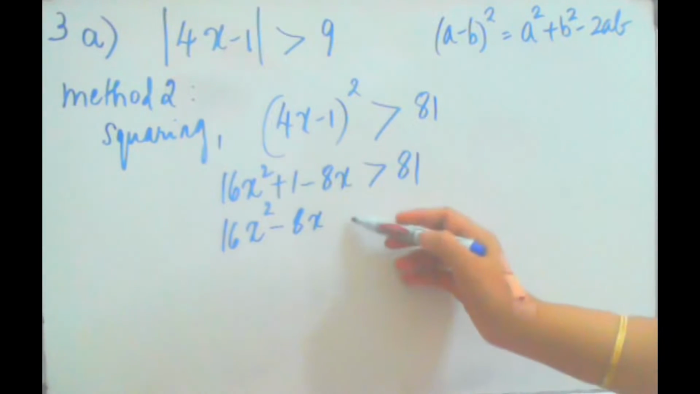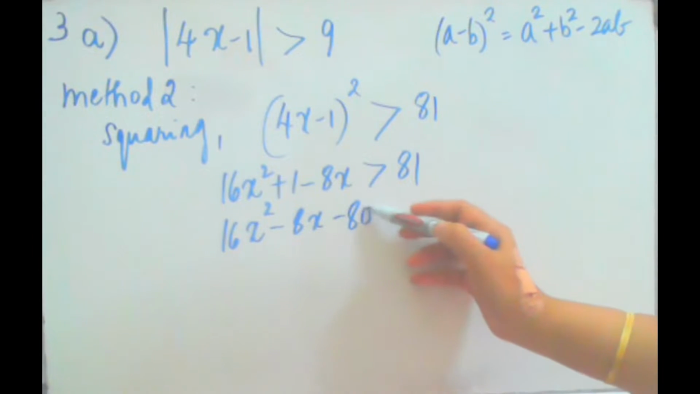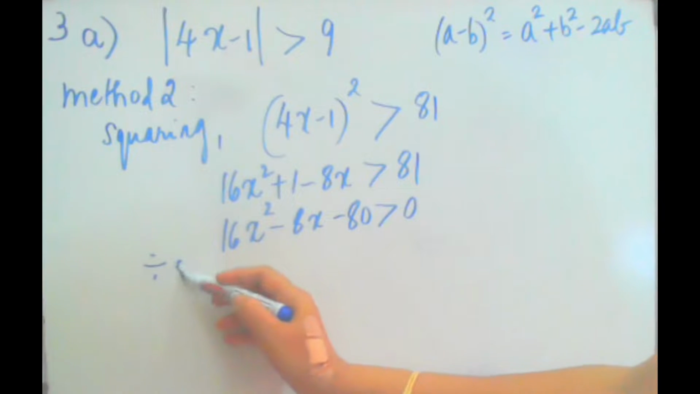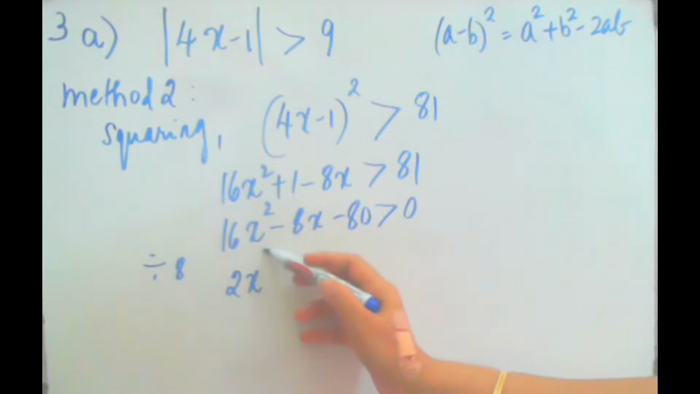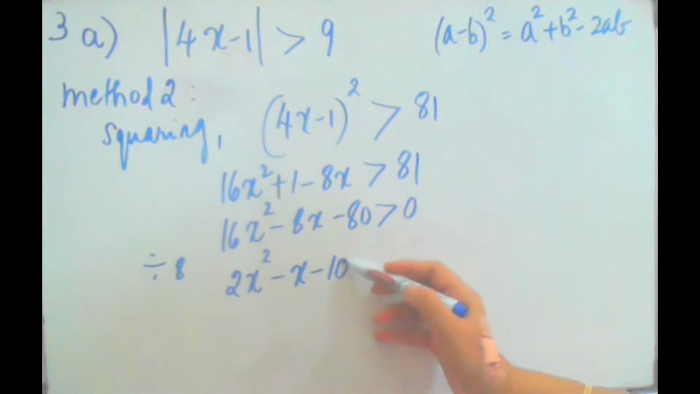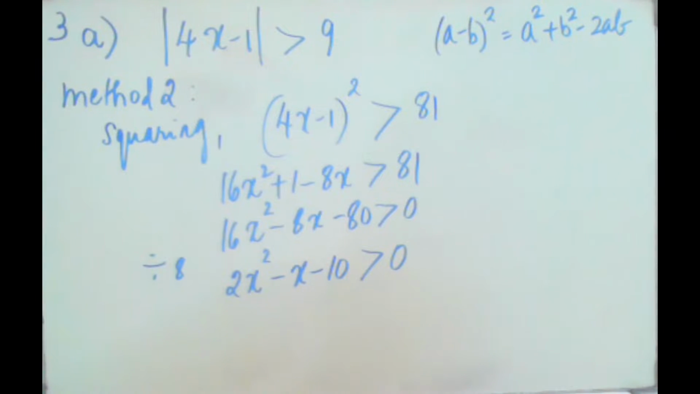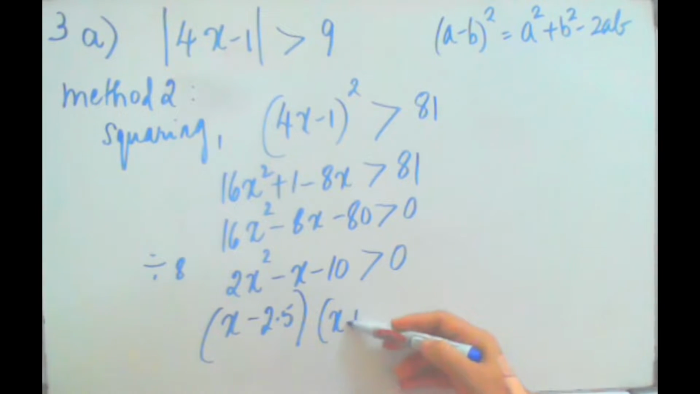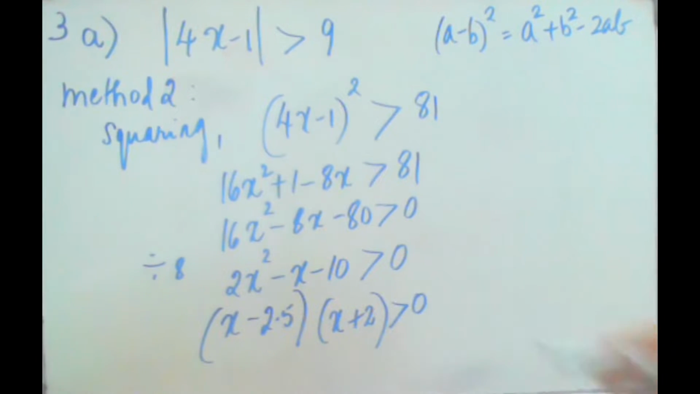Minus 8x minus 8 plus 1 minus 80 greater than 0. So we will simplify this by dividing by 8. 2x square minus x minus 10 is greater than 0. So you solve this quadratic expression, we get two factors, x minus 2.5 and x plus 2 is greater than 0.